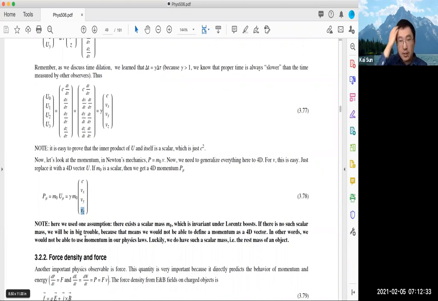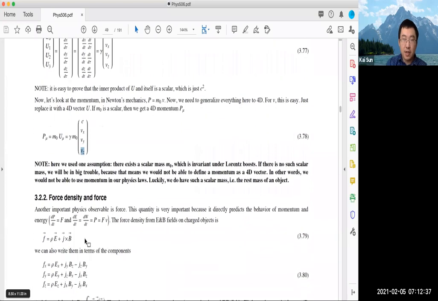Now let's look at the cause of motion. The cause of motion is, of course, force. For E and M, sometimes we need to discuss force, and sometimes we need to discuss the so-called force density. So in this section, we'll look at these 2 quantities together: force and force density. Force is very important. It's a cause of motion.